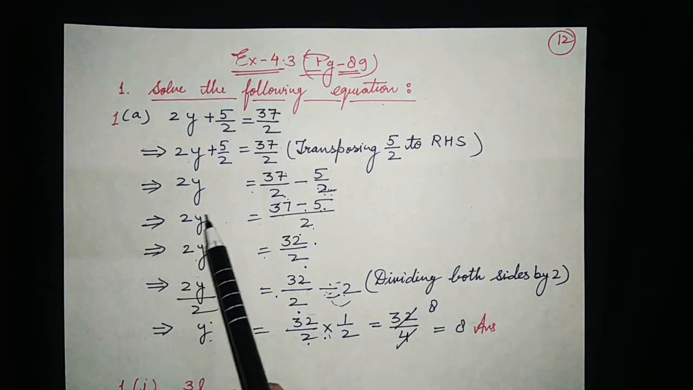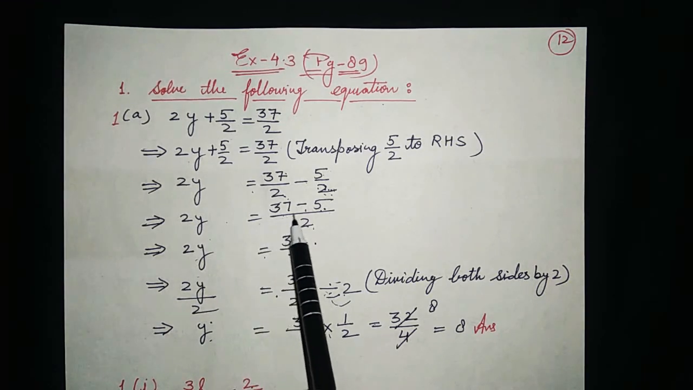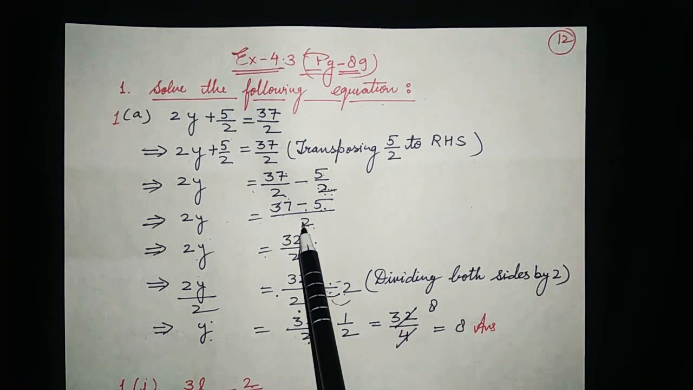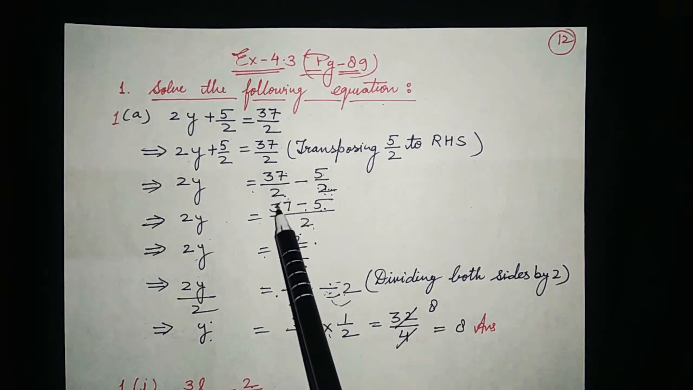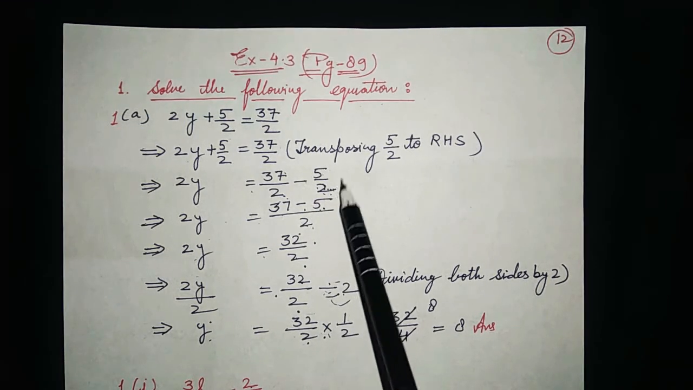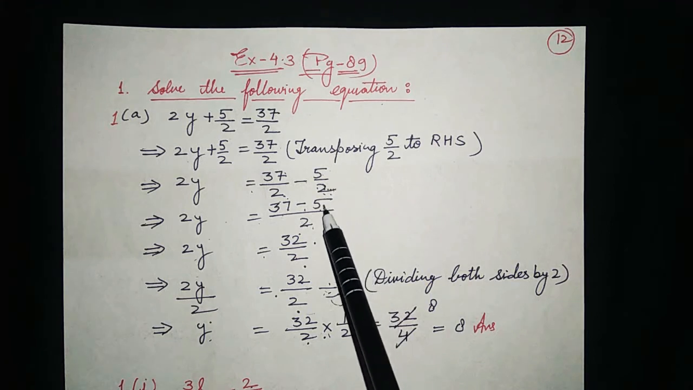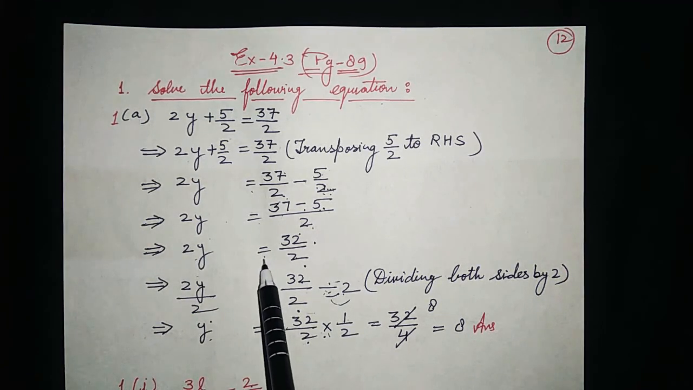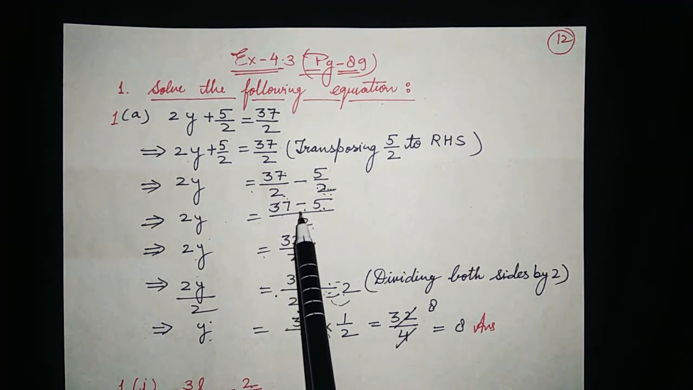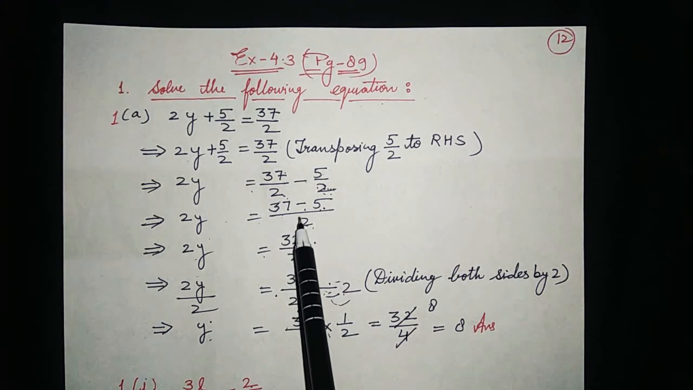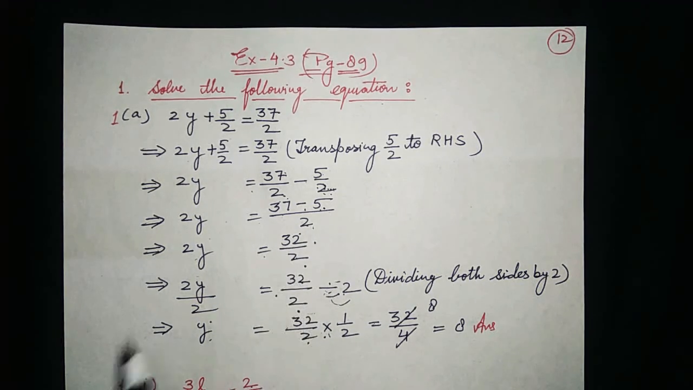Now in the next step 2y is equal to, in LCM we will take 2, and 2 divided by 2, what will come? 1. And 1 into 37, 37 will come. And here 2 divided by this 2, what will come? 1. And 1 into 5, what will come? 5. And in the next step, we will write 2y, and on the right hand side 37 minus 5 we will do. What will come? 32. And 32 and denominator we will write 2.